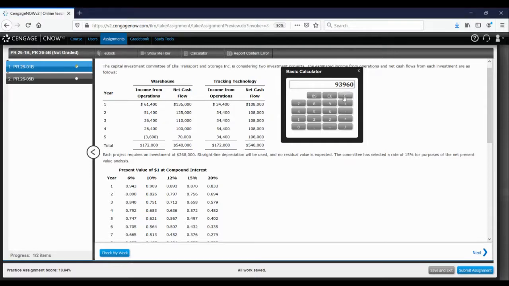So the present value of the net cash flow for year one is 93,960. For year two, we would take the year two's net cash flow, which was 108,000. You would multiply it by the second year's present value amount of 0.756.